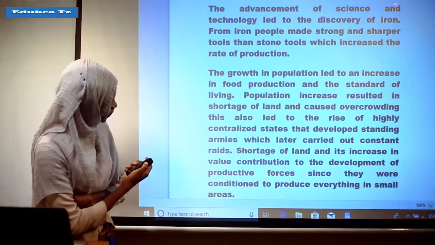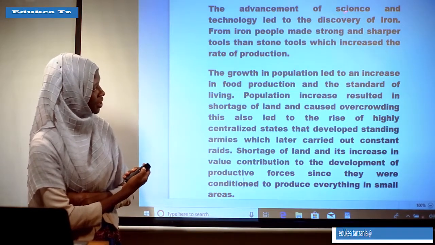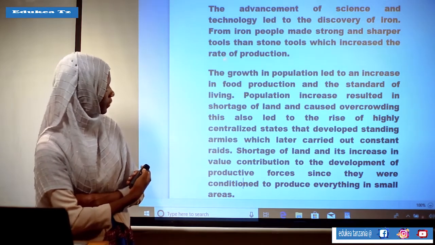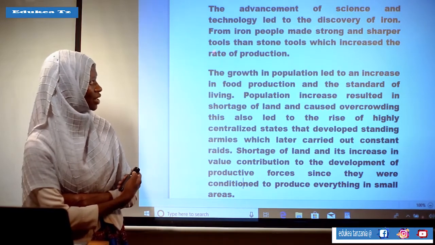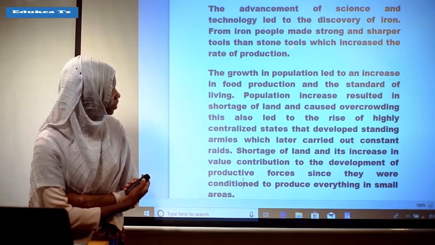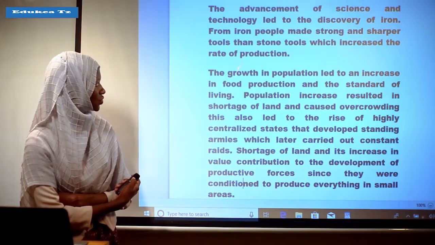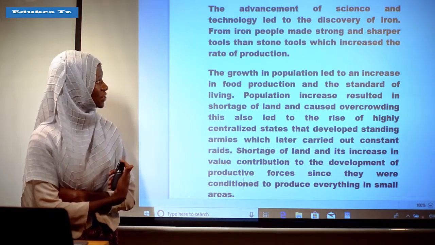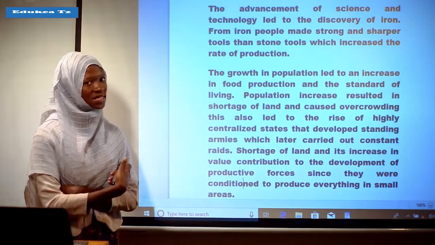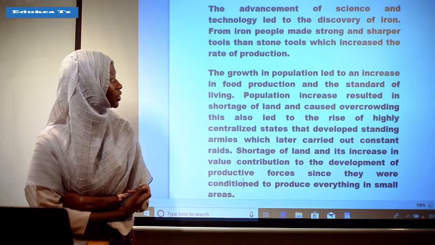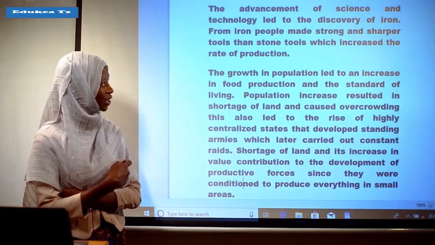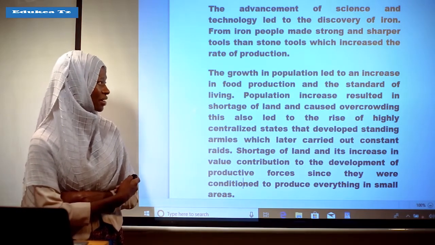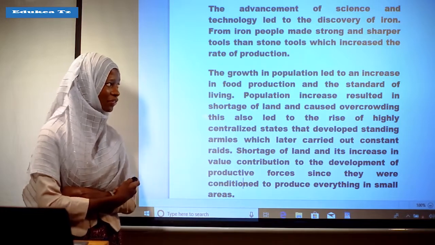The advancement of science and technology led to the discovery of iron. From iron, people made stronger and sharper tools than stone tools, which increased the rate of production. So, due to the advancement of science, it was the period when human beings decided to use iron tools, which increased production compared to stone tools. The growth of population led to an increase in food production and the standard of living.